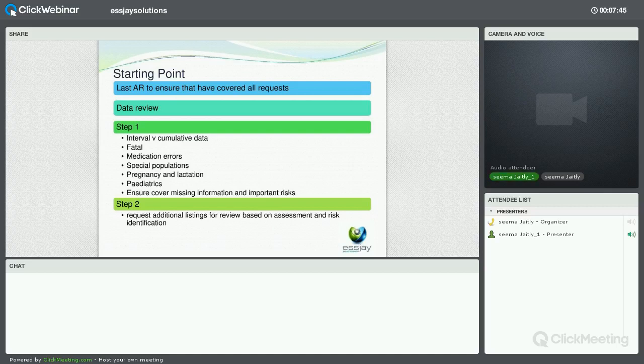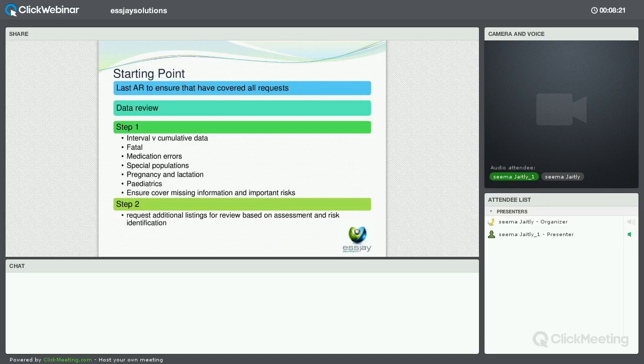Step two then is based on reviewing all of the step one information and thinking to yourself, right, what else do I need to look at now that I've looked at all of those outputs? There'll be other things then I need to now look at. So maybe there are things that come up when you do look at that interval and cumulative data table. And I will come on to that to show you what I'm talking about. And then you will say, right, actually I need to look at X, Y, Z. We need to run some other listings so I can look at those cases to make sure that there are no issues there.